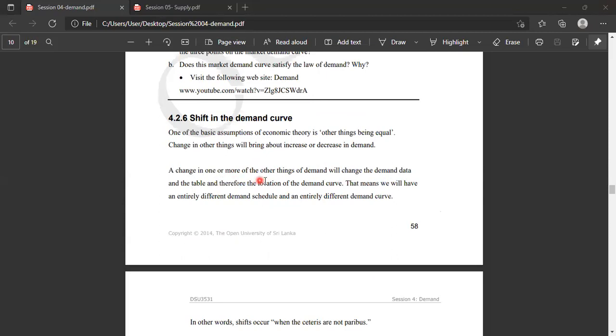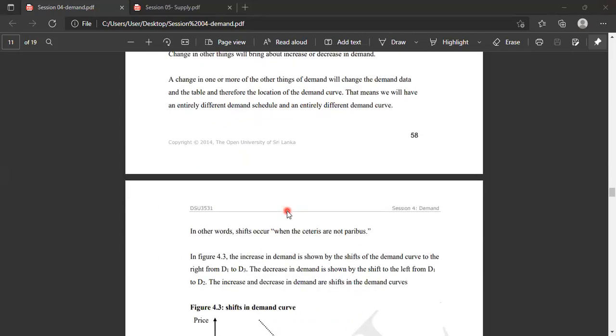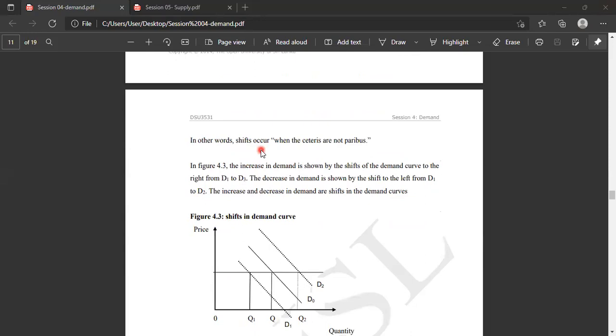A change in one or more of the other things of demand will change the demand data in the table, and therefore the location of the demand curve. That means we will have an entirely different demand schedule, an entirely different demand curve. In other words, shifts occur when the ceteris are not paribus. What do you mean by that? There will be a shift in the demand curve when the other factors are changing.